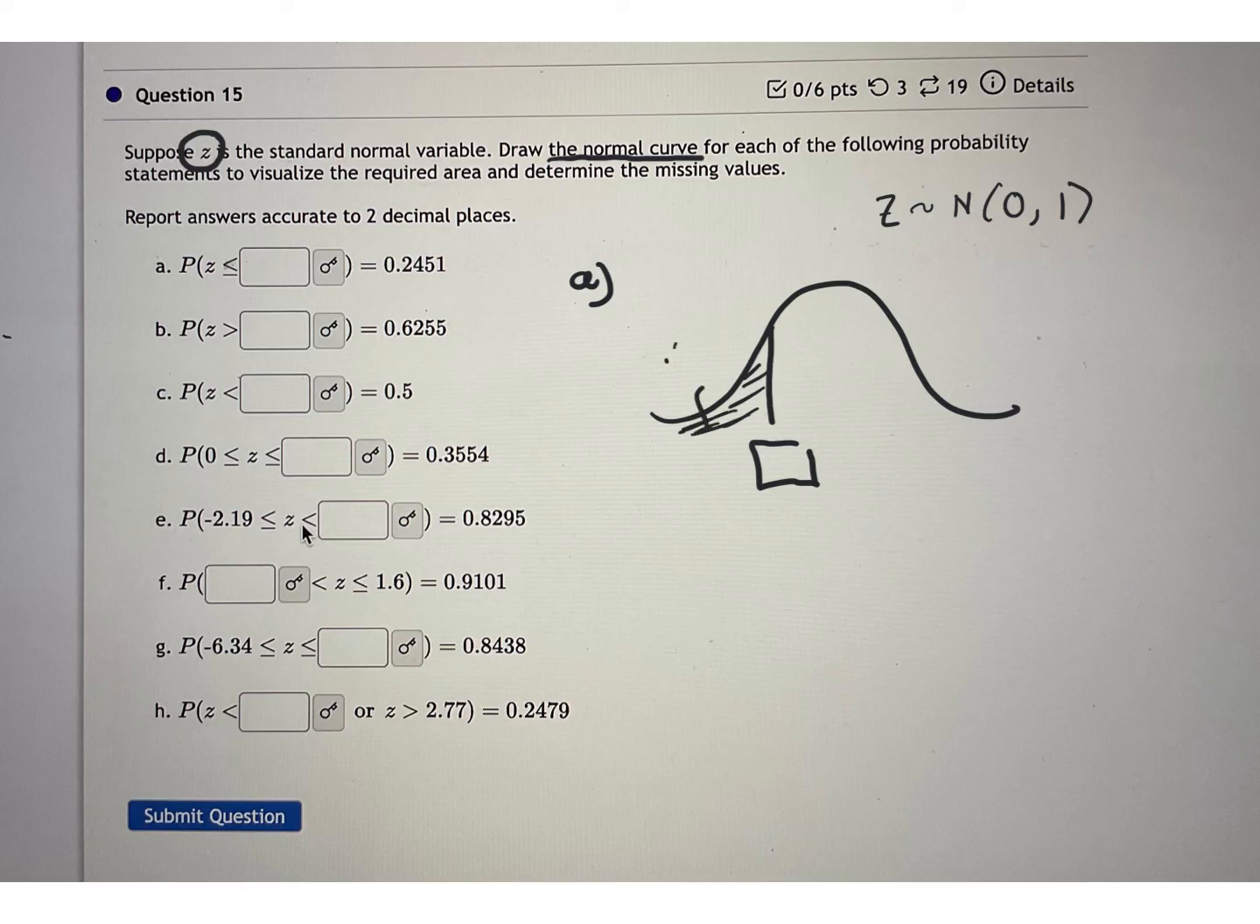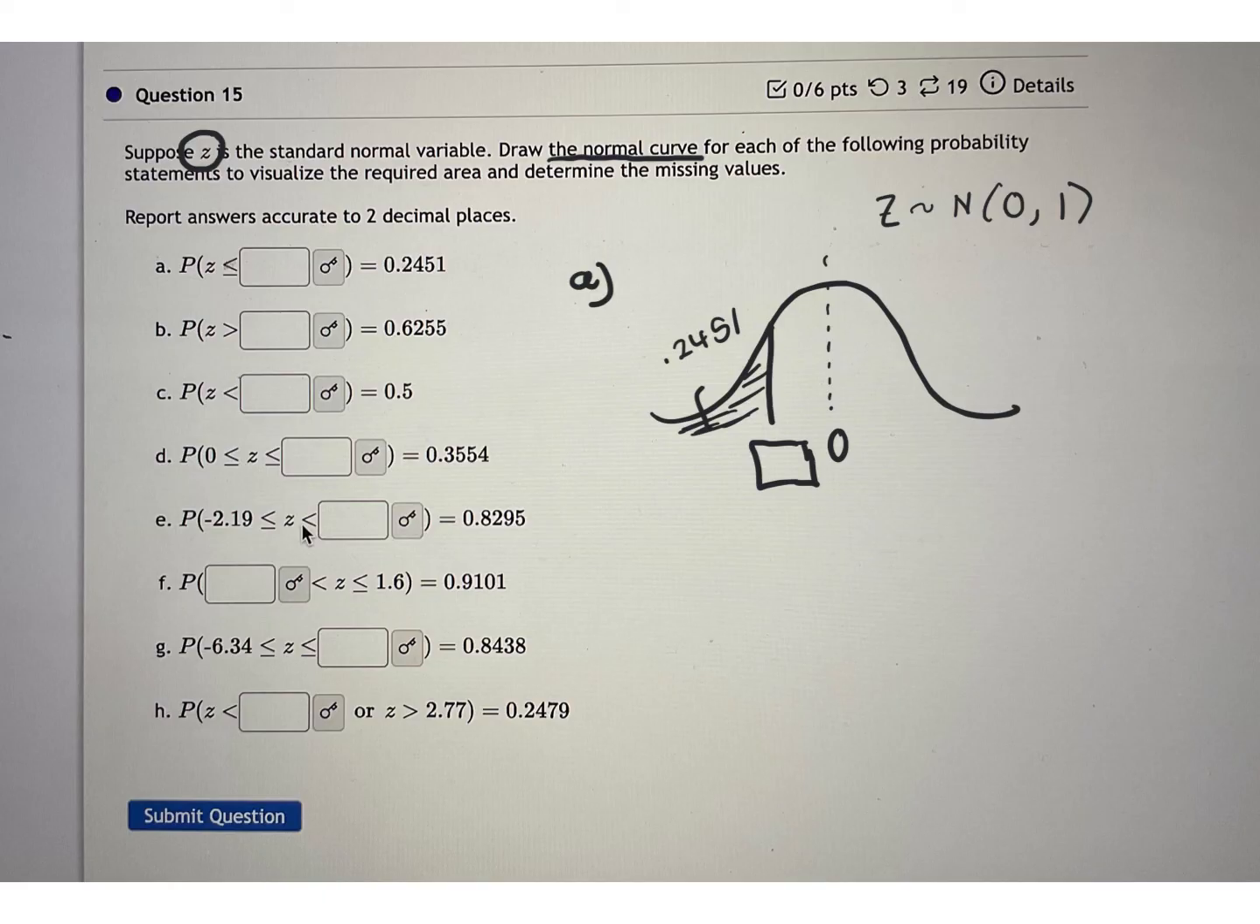where this area is 0.2451. So all the area. And why did I put it over here? Let's just remember that here's 0, and 50% is going to be less than 0. So 24% has got to be somewhere over on this left tail.